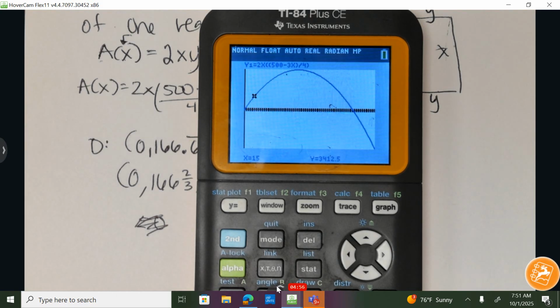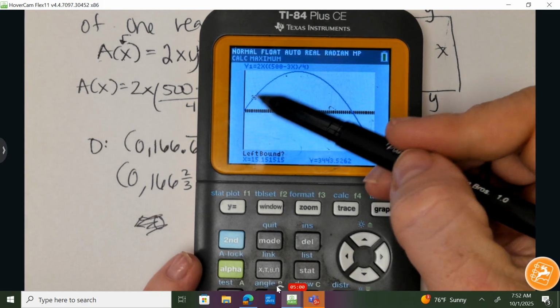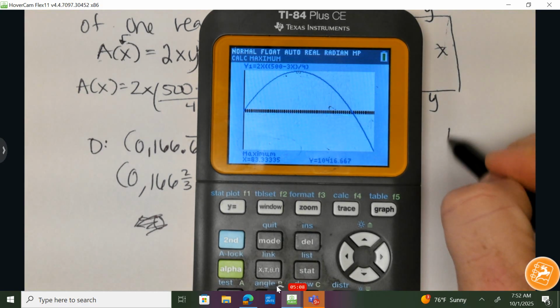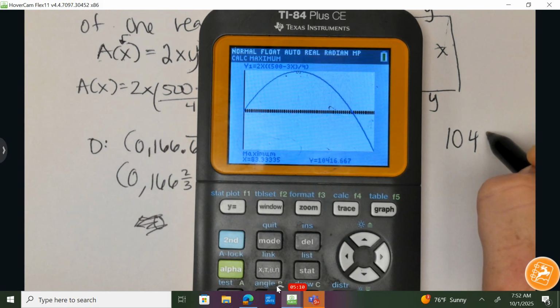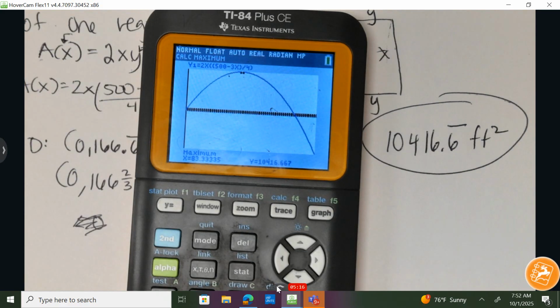What is the maximum area of the entire region? Second, calculate, maximum. I'm going to choose a left bound value over here like 20. I'm going to choose a right bound value way over here like 170, and then press enter. This is going to be the entire maximum area.